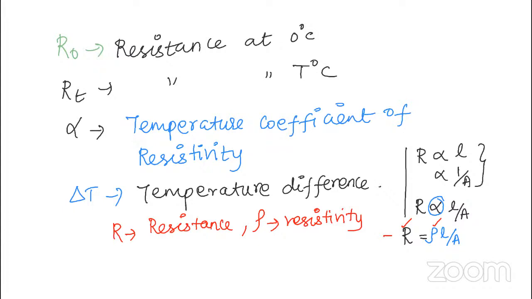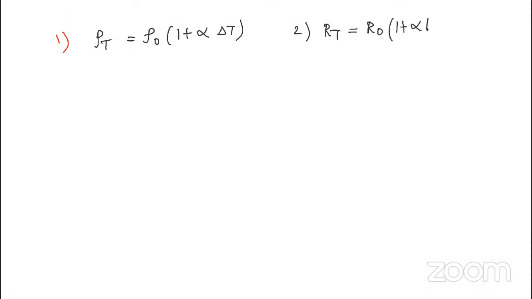Up to this we have seen two formulas. How will you calculate the alpha value from them? The first one is rho T is equal to rho naught into 1 plus alpha into delta T. This is an important formula, and one more formula is RT is equal to R naught into 1 plus alpha into delta T. From these two formulas we are going to calculate the value of alpha, the temperature coefficient of resistivity.